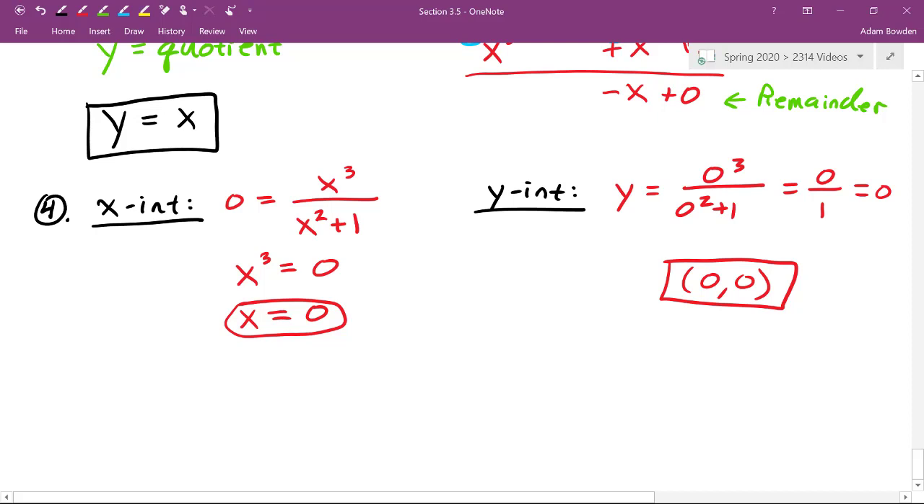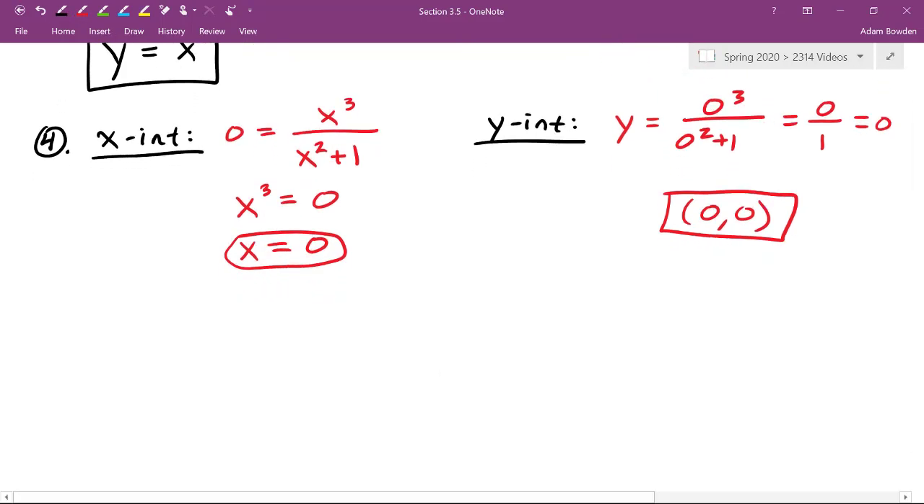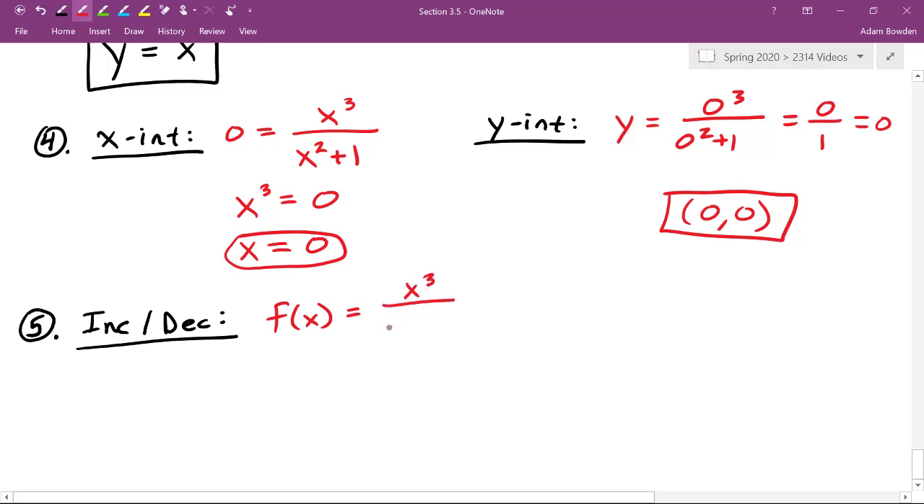Now comes the fun part, trying to figure out the increasing, decreasing intervals, local max and local min. To find the increasing and decreasing intervals, we have to start with the first derivative. So let me write down the original function real quick. Well, it's right up here above. So we're going to use that to find the first derivative.